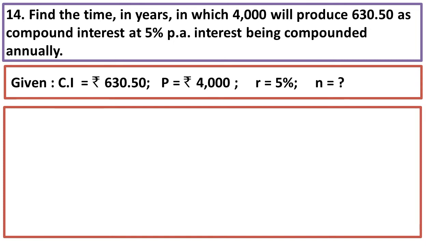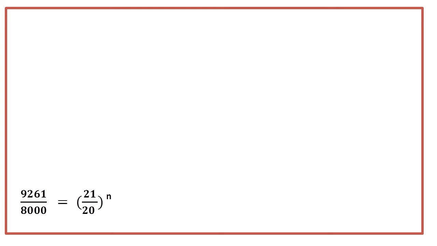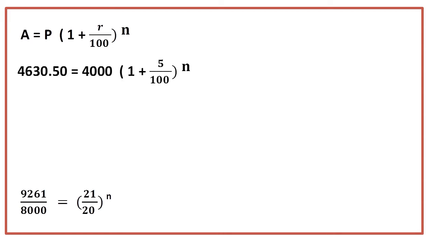N, the number of years, has to be calculated. As the principal and the compound interest are given in the problem, let us calculate the amount. Amount is P plus compound interest, that is 4,000 plus 630.50. It results as 4,630.50. Use the formula A is equal to P into (1 plus R by 100) to the power n. Substitute A as 4,630.50, P as 4,000 and R as 5%.